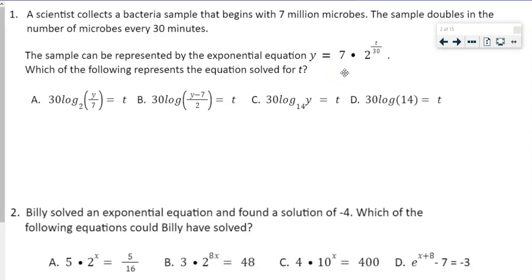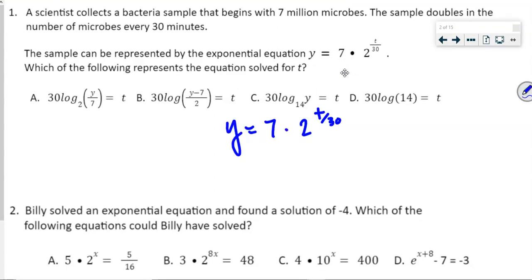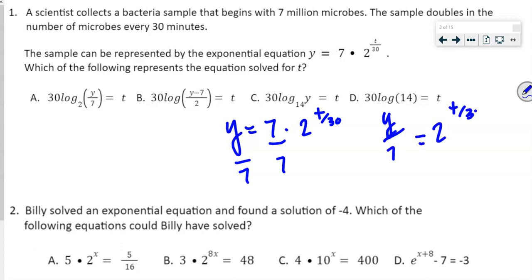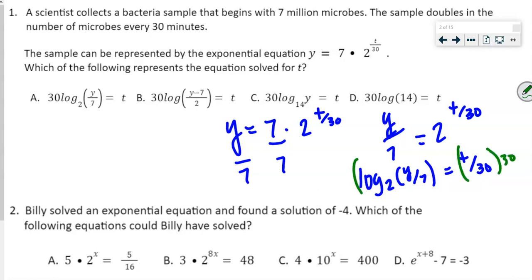So all we're going to do here is move things. The first thing we would do is divide y by 7. So that's going to now give us y over 7 equals 2 to the t over 30 power. Now we're going to write it as a log. So the base is the base, so log base 2 of y over 7 is equal to t over 30. And we would multiply both sides by 30 to get our answer. And that, if I'm not mistaken, is A.